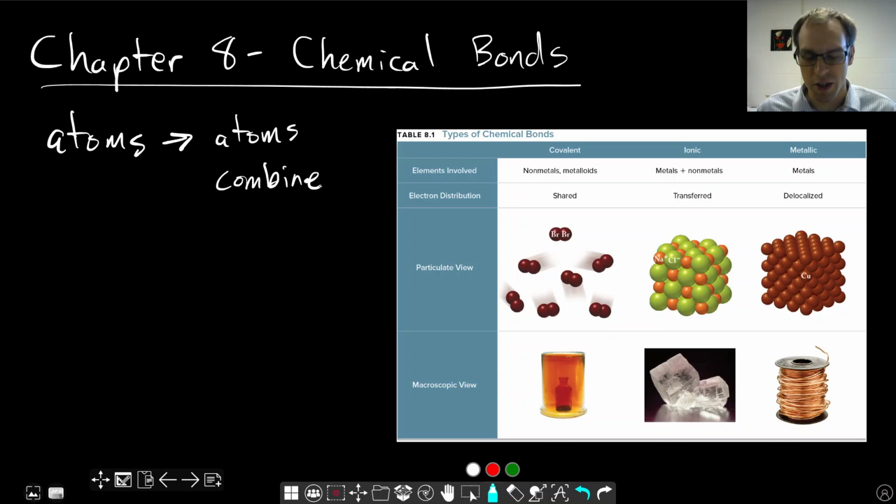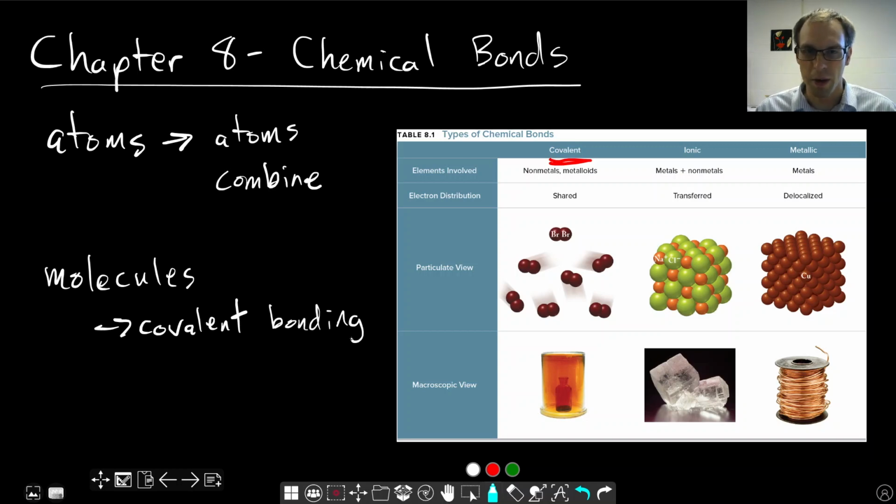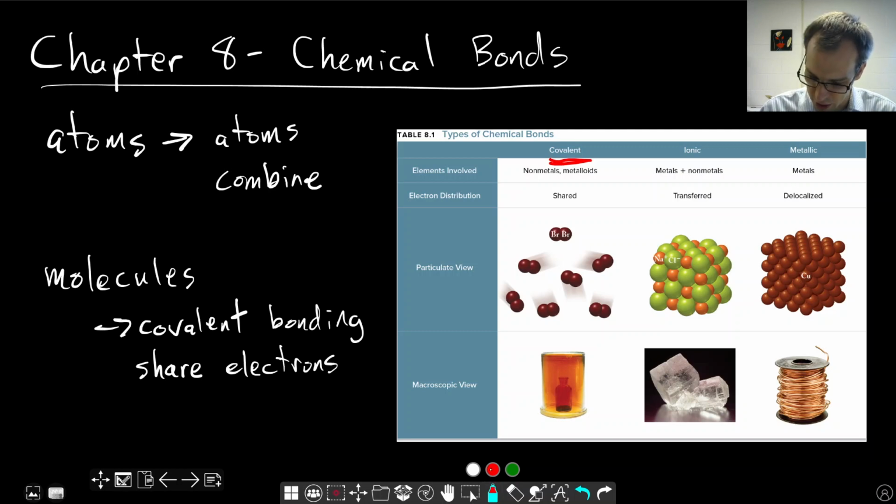The primary focus of this chapter is going to be atoms combining to form molecules, where we have a distinct set of atoms that combine. And so in our chart over here, that's the type of bonding that's called covalent bonding. And this is where the different atoms that come together to form a molecule share electrons. So the electrons are sort of in between the two atoms and hold them together into molecules. And so that's the electron distribution here.